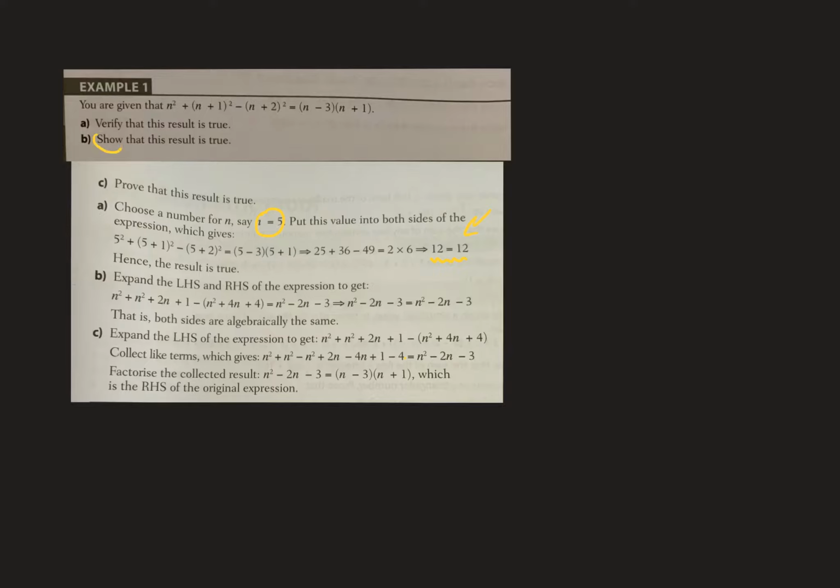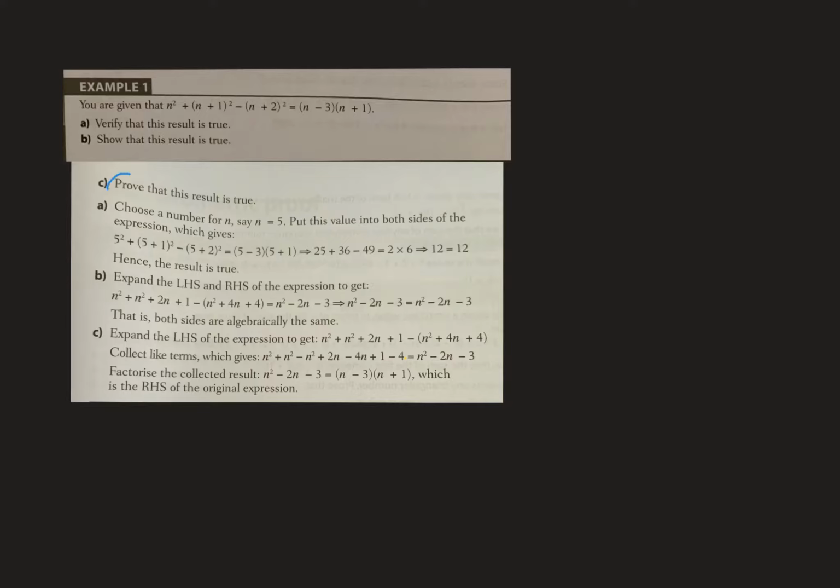Part B says show that the result is true. For part B, what they've done is expand the right-hand side, and they ended up having both sides equal to each other. This is because it was asking to show. But if it's asking you to prove, you don't move from one side to the other.